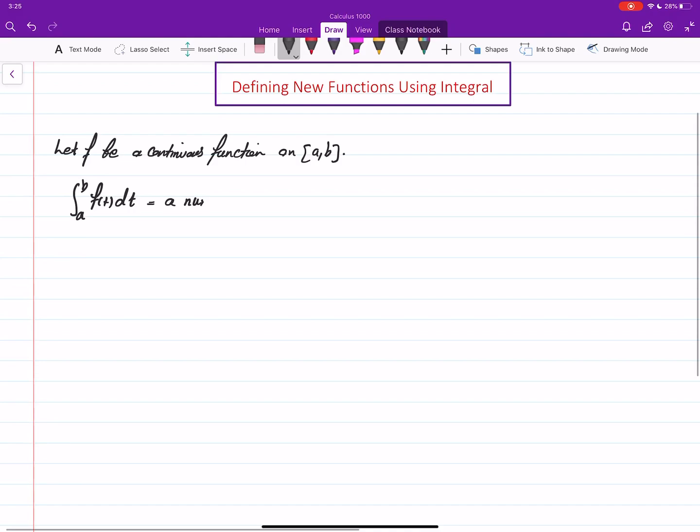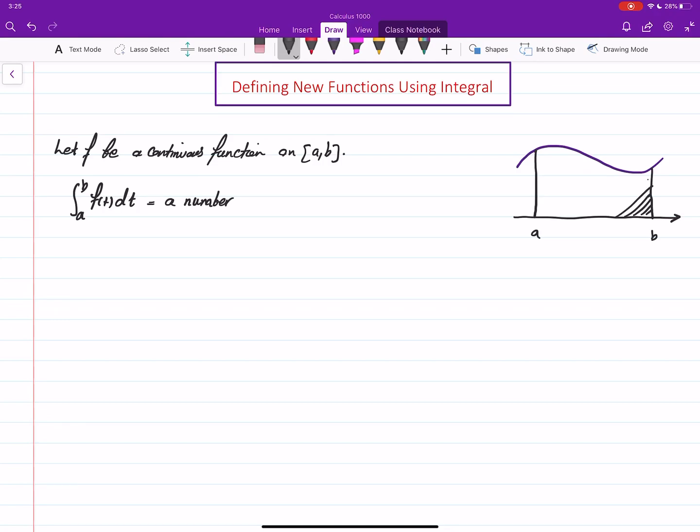It's a constant. For example, this constant, for a continuous and positive function, is nothing but the area of the region under the graph of this function on the interval A to B. Yes, so it's a number. Other than the function f, it depends on A and B, on the values of A and B.